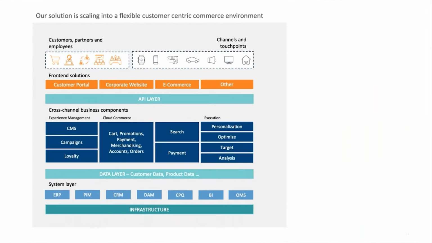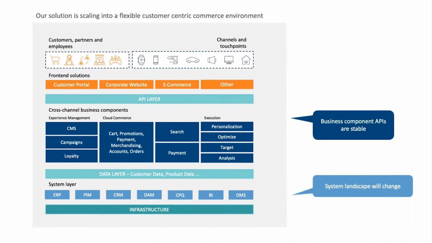So over time, the solution is evolving into a flexible, customer-centric commerce architecture. At some point, new systems are introduced. Some systems will be replaced, and there will of course be challenges with that. But these changes should not directly affect the customer experience. So the APIs of the business capabilities remain stable, which means the API layer is not affecting the front ends when the PIM is replaced. Instead, you can continue to evolve the user experience and add features, support more touch points.